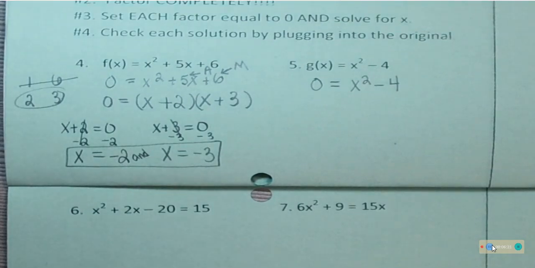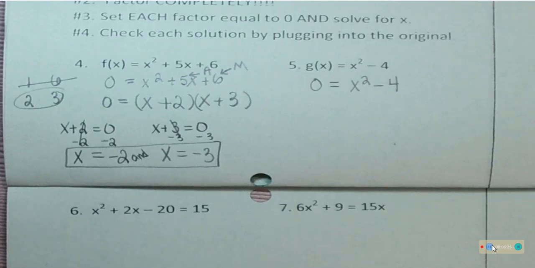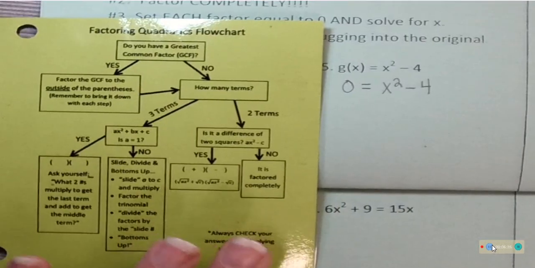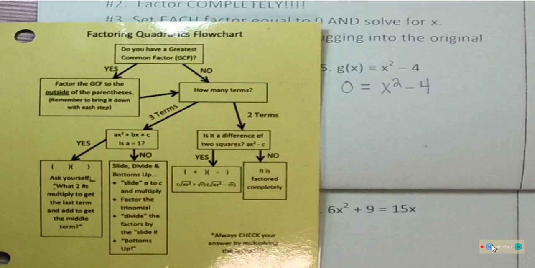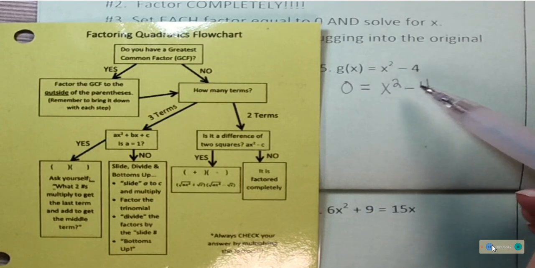Now, the only variable term I have there is x squared. You could solve by taking the square root like we did yesterday, but I'm teaching you to solve by factoring. So that's what we're going to do. You start at the top of your factoring flow chart. Do you have a greatest common factor between x squared and 4?